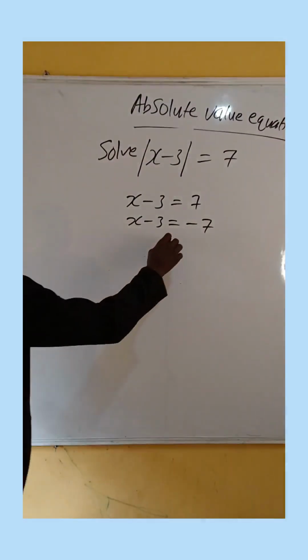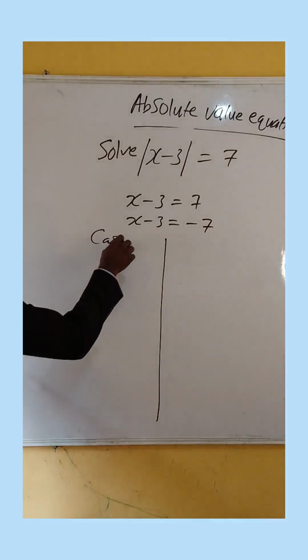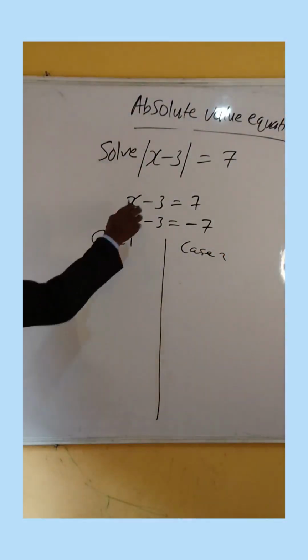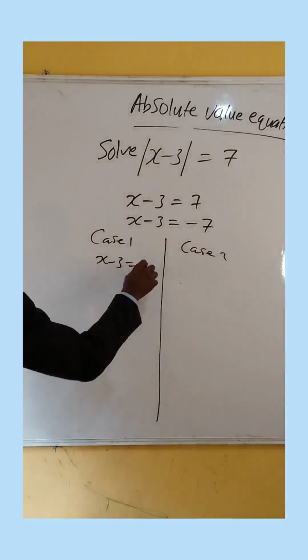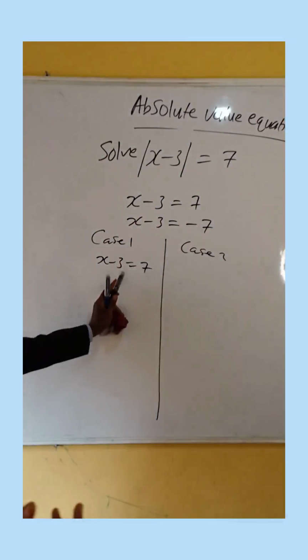So now, I want to solve both cases and see what happens. This is case 1. This is case 2. Let us see those two cases. So my case 1, x minus 3 equals 7. Now you know what to do from here? We transpose. This is a simple equation.